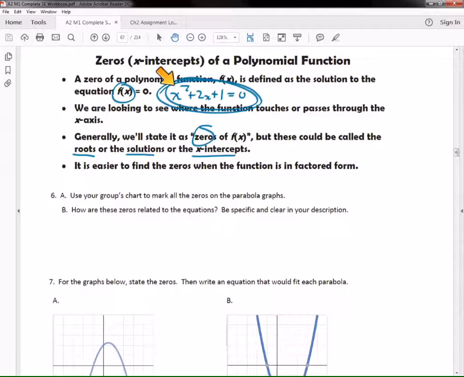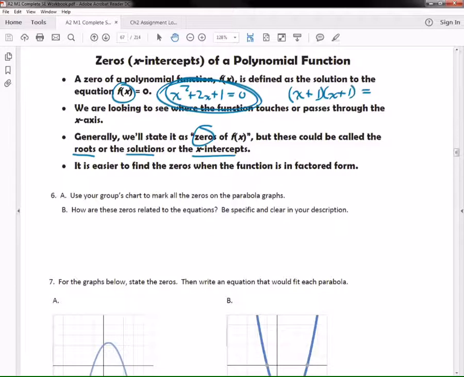Now, this is written in standard form. There's another form that you can write it in that would make it easier to find the zeros. You guys ready for this form? You guys know how to factor? You remember how to factor? Okay, well, I will factor this for you right now. If you factor this, it's going to be x plus 1 times x plus 1.